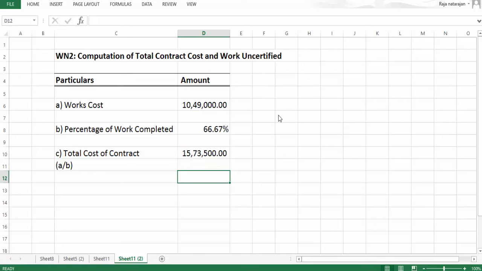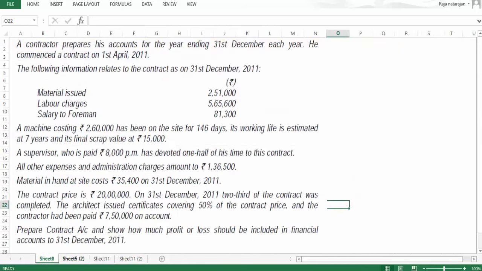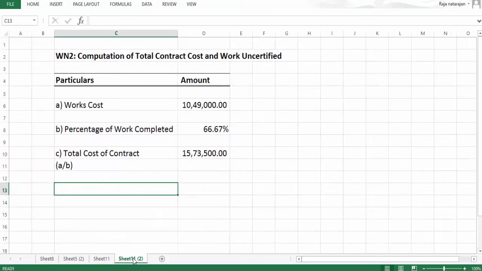But what is the percentage where architect certified? Architect certified only 50% of the contract price. Okay. It means 20 lakh is the contract price. He certified 50%, 10 lakhs. But what is the cost of contract certified? So that, we'll have it here. Cost of contract certified, or I'll say cost of work certified.